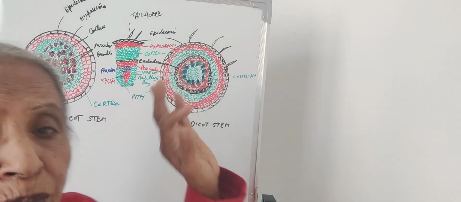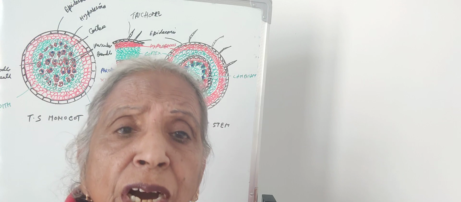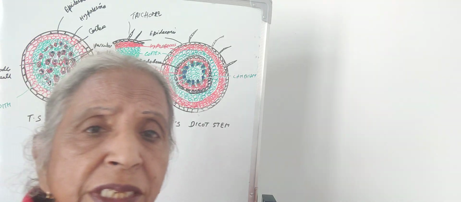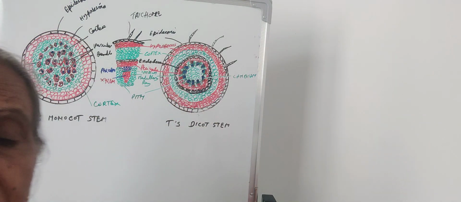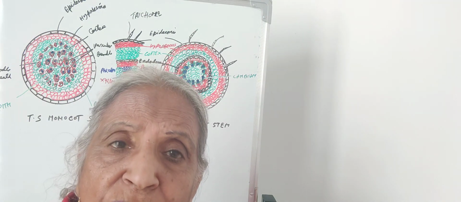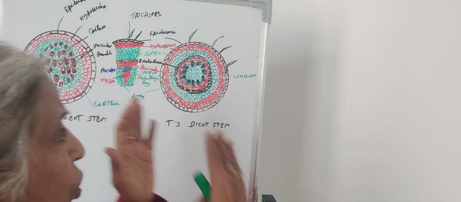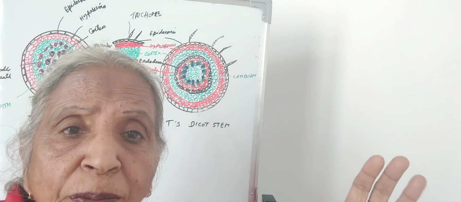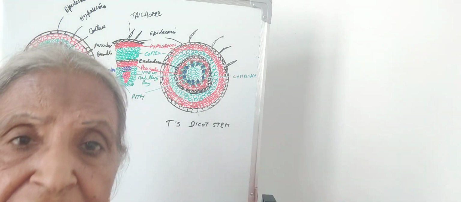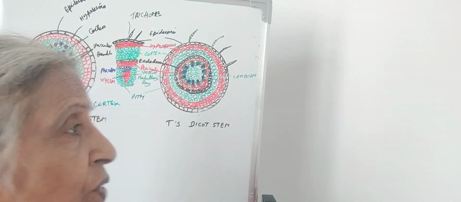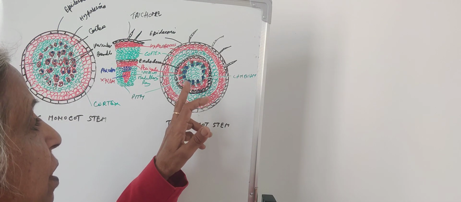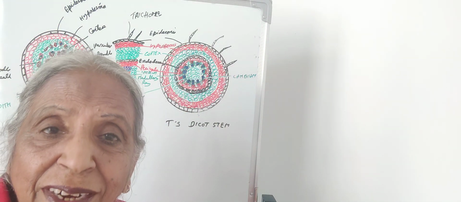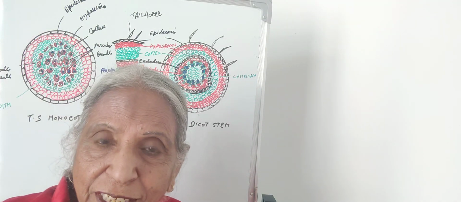And primary phloem gets obliterated. However, primary xylem remains intact. So in this way, by addition of these cells, the girth of the stem will be increased. In this way, secondary growth takes place.